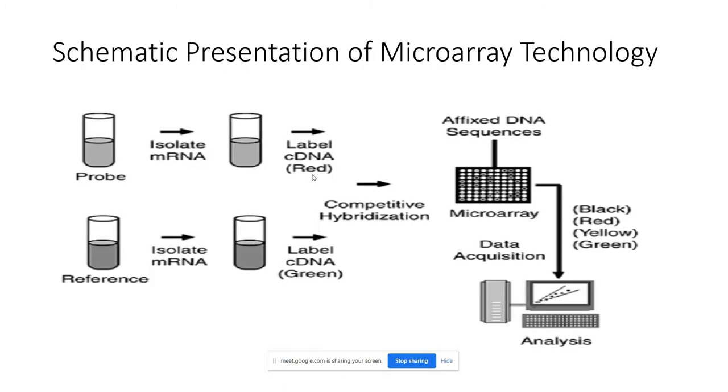This is how we isolate mRNA, which is then hybridized with cDNA, and the color will be different, the red color. Then this is the green color cDNA from the reference. These two are mixed with each other, and then poured onto this glass slide. This is the microarray slide, and then the image of this microarray is scanned. Then it is subjected to analysis.